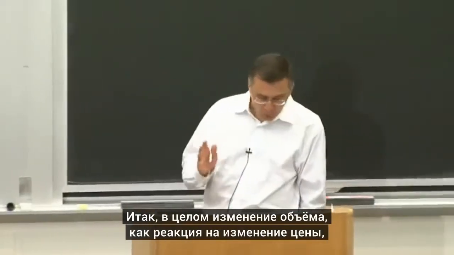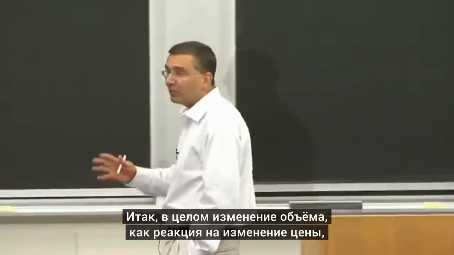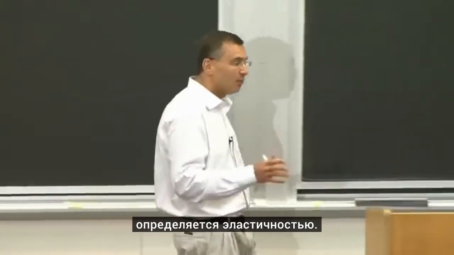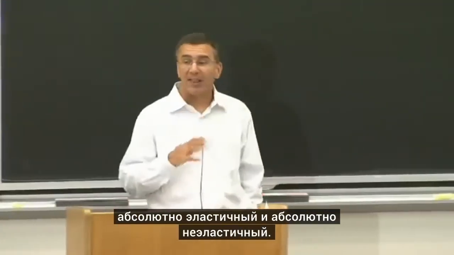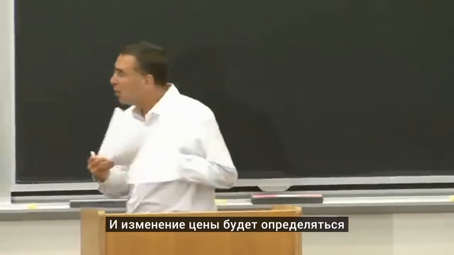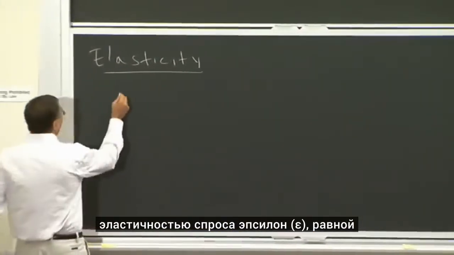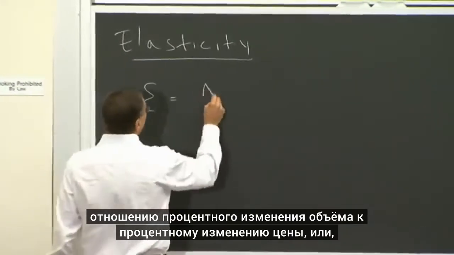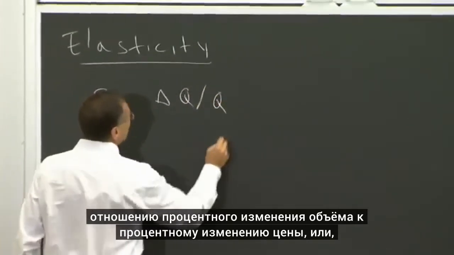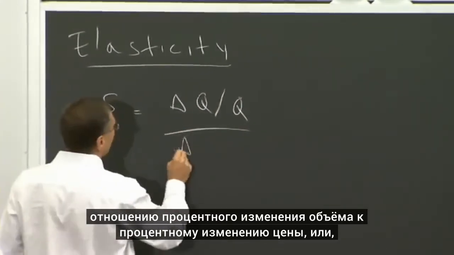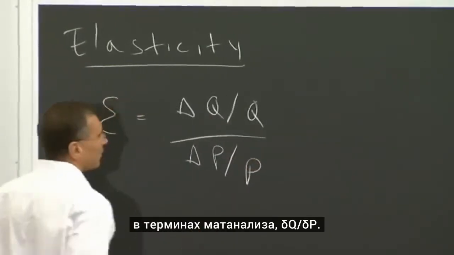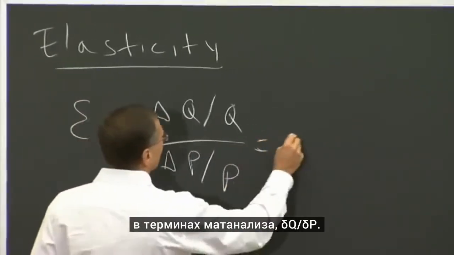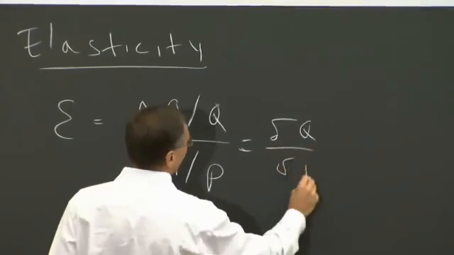So more generally, what determines the quantity change in response to a price change is the elasticity. More generally, we're between these two cases, a perfectly elastic and perfectly inelastic. And what's going to determine the change is the price elasticity of demand, epsilon, which is going to be the percentage change in quantity for each percentage change in price. Or in calculus terms, dQ/dP.